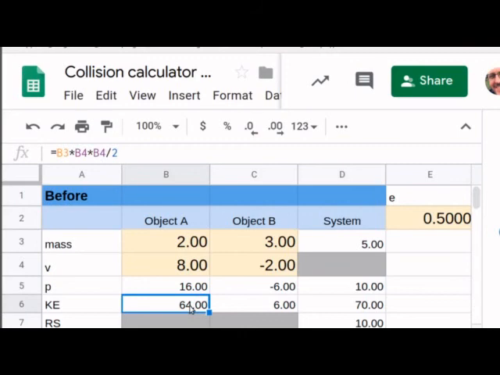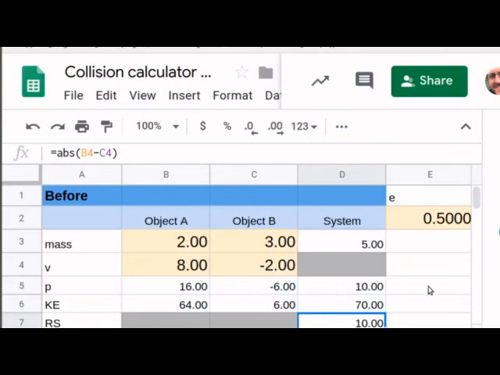And then for the kinetic energy, you can see it takes the mass times the velocity squared, divides by 2, and it gets the kinetic energy. Same thing for object B, and it adds the 2 together. And then the relative speed takes the difference between those 2 velocities, B4 minus C4, and then takes the absolute value of it, so it doesn't particularly matter which one goes first. Okay, so this gives us the before table.